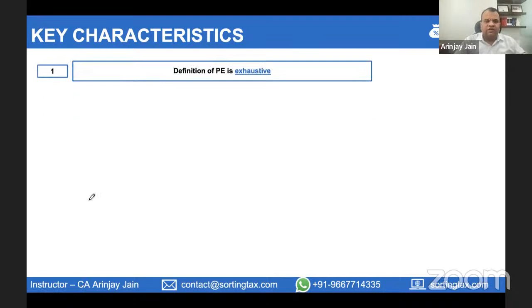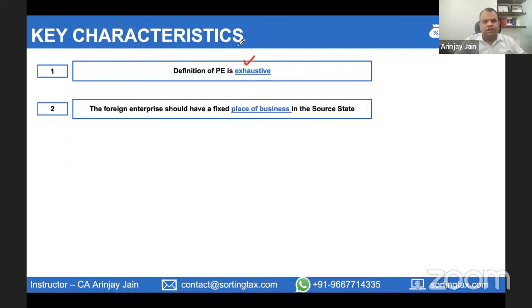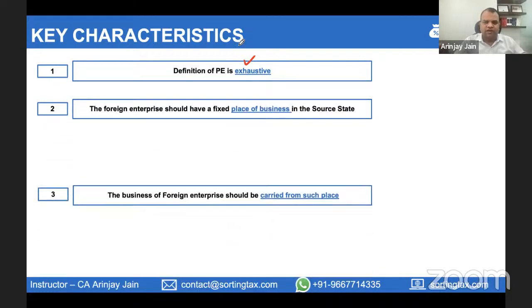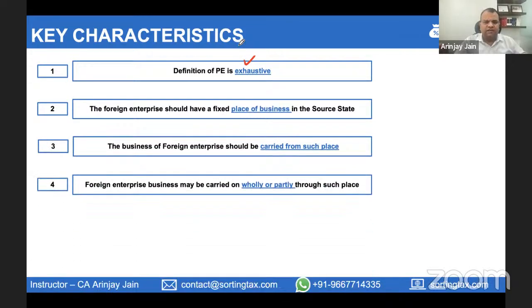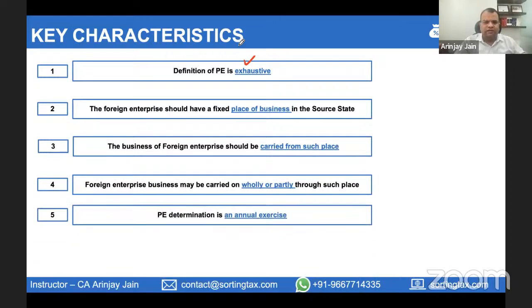So the key characteristics of Article 5, Paragraph 1 is that the definition is exhaustive. We discussed this. The foreign enterprise should have a fixed place of business. The business should be carried on from such place. The business may be carried on either wholly or partly. PE determination is an annual exercise. Now, this is important, and I would prefer to spend a minute or two on this. The existence or otherwise of a permanent establishment is nothing but a fact-finding exercise.